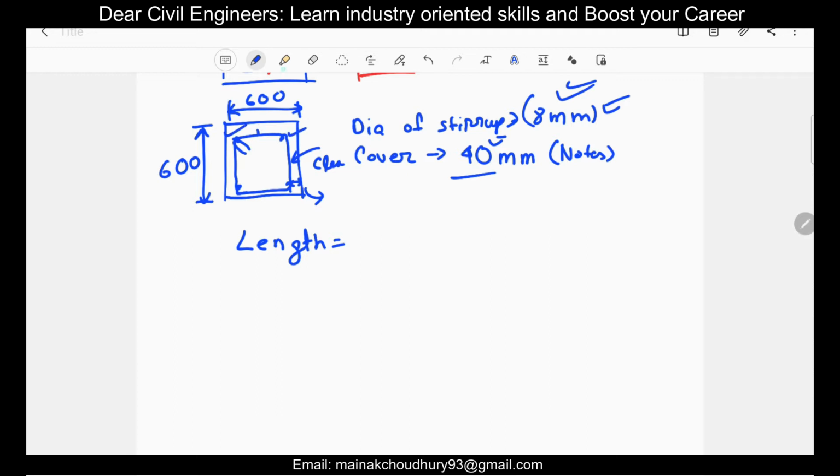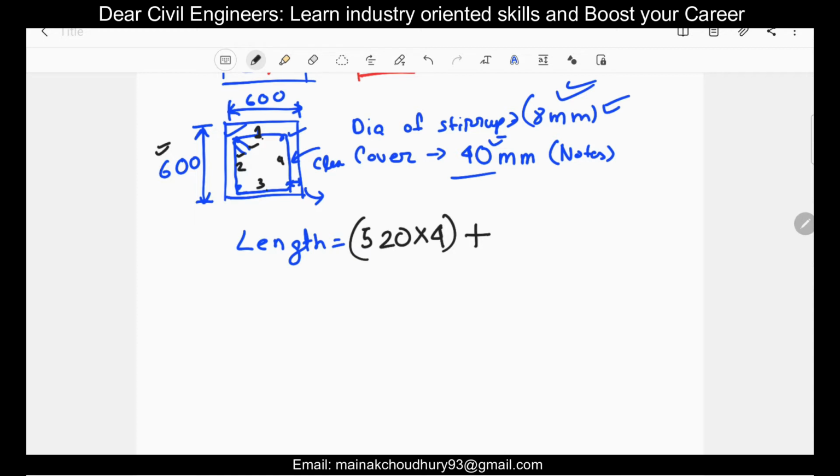I'm starting from this side, let it be 1. So this will be 520. Now if I had different lengths here, then I would have to calculate 520 into 2, and it would be different for different sides. But now the lengths are 1, 2, 3, 4. So 1 plus 2 plus 3 plus 4 will be 520 into 4. This is the length, and then plus the lengths of these two hooks.